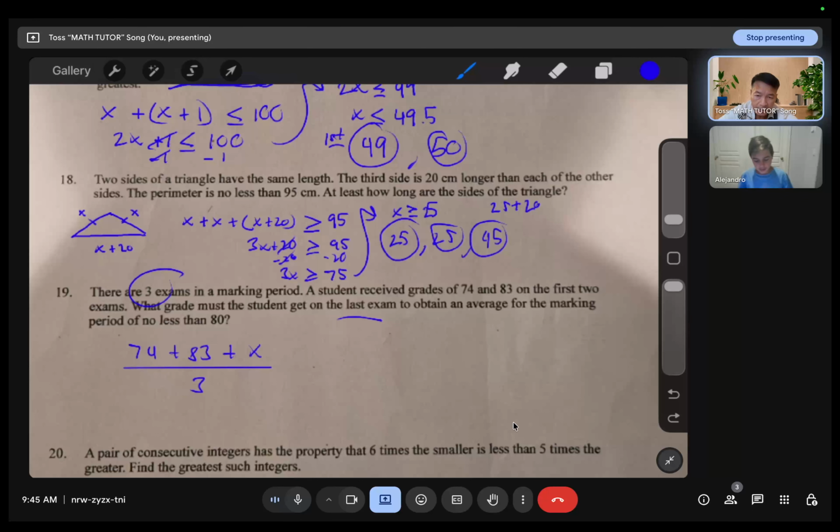No less than 80. Greater than or equal to? Yes. Once again, this is grammatical. Yes. Good job, dude. Now, I'm not worrying too much about this, but the solving, we're going to do it.